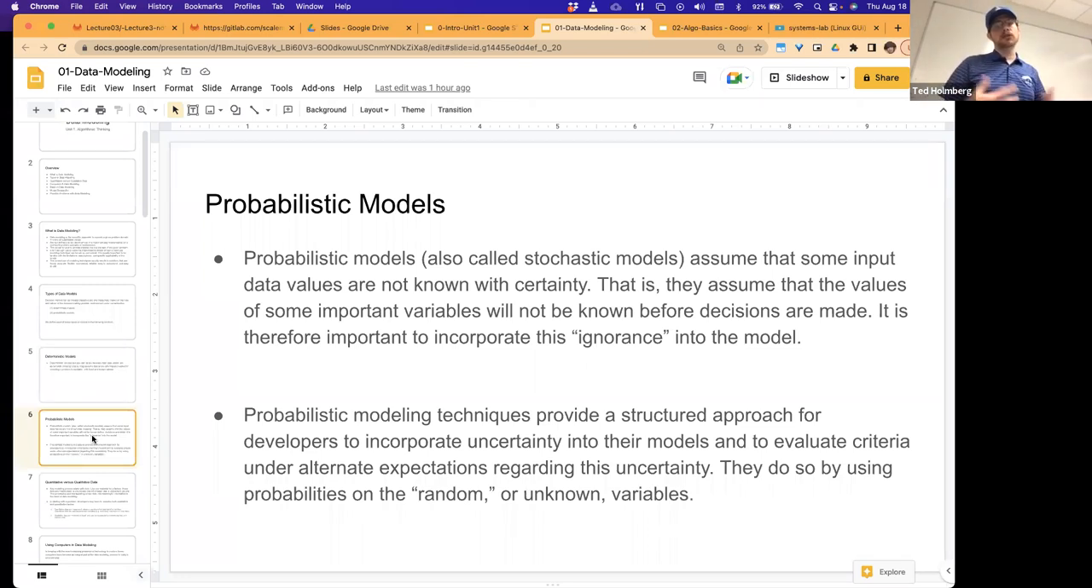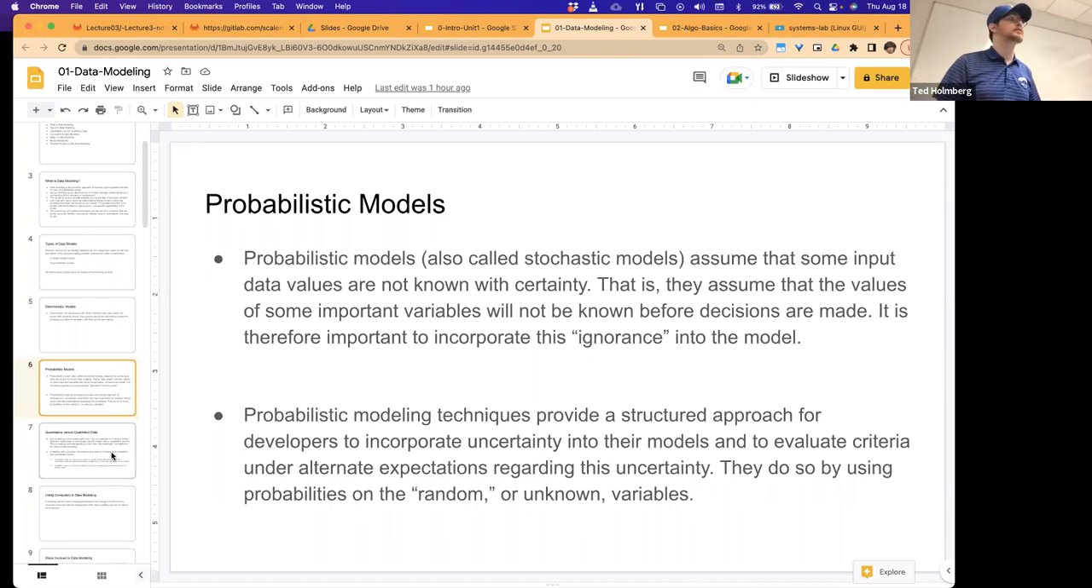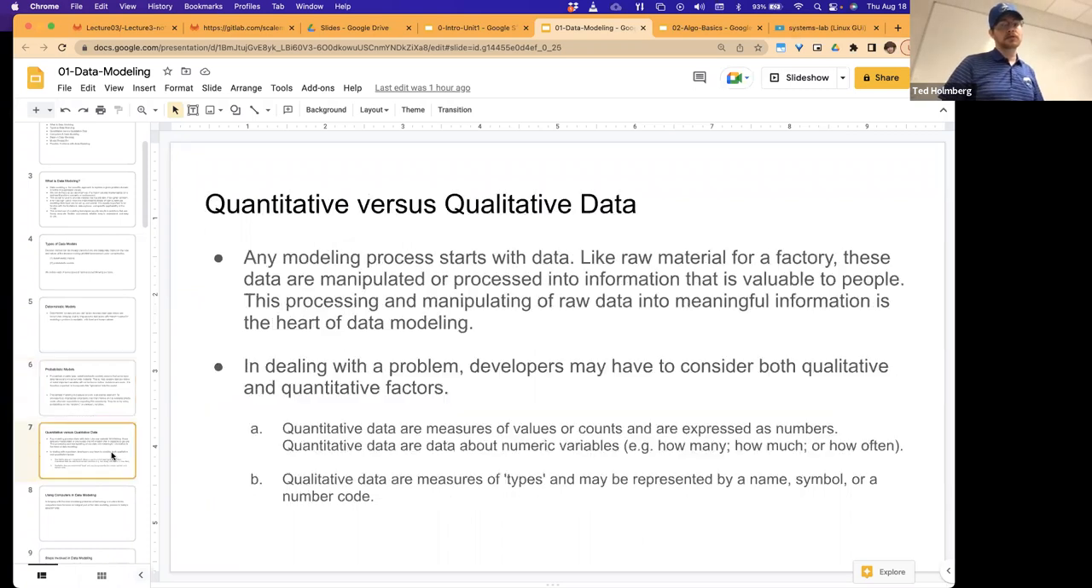In a probabilistic model, which can also be called a stochastic model, we assume that some input data values are not known with certainty. That is, they assume that the values of some important variables will not be known before decisions are made. And so it's therefore important to incorporate this kind of ignorance into our model. So probabilistic model techniques provide a structured approach for developers to incorporate uncertainty into their models and to evaluate criteria under alternate expectations regarding this uncertainty. They do so by using probabilities or random or unknown values. And so we will see how to do that later on when we start building out some real software.